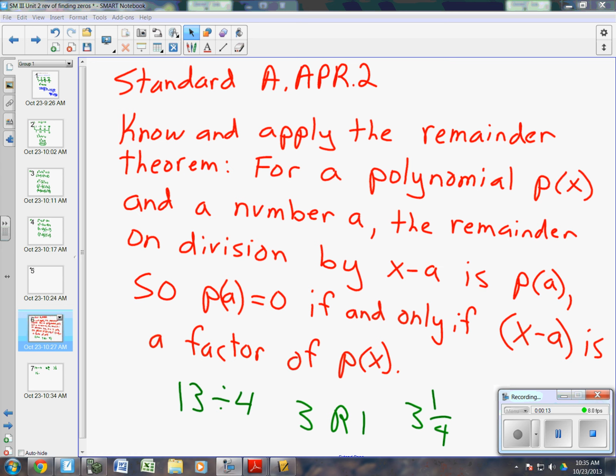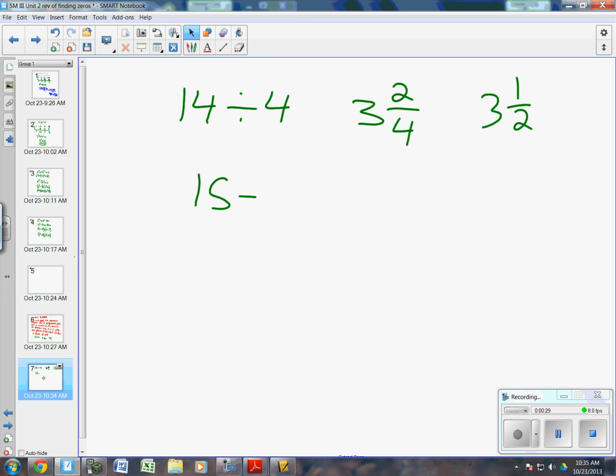Okay. So 13 divided by 4 is 3. Listen, you guys. 3 remainder 1, or 3 and 1/4, right? Okay. So we go to the next slide. 14 divided by 4 is 3 and 2/4. So 3 remainder 2. Remember that? And we can write that as 3 and 2/4, which is 3 and 1/2.